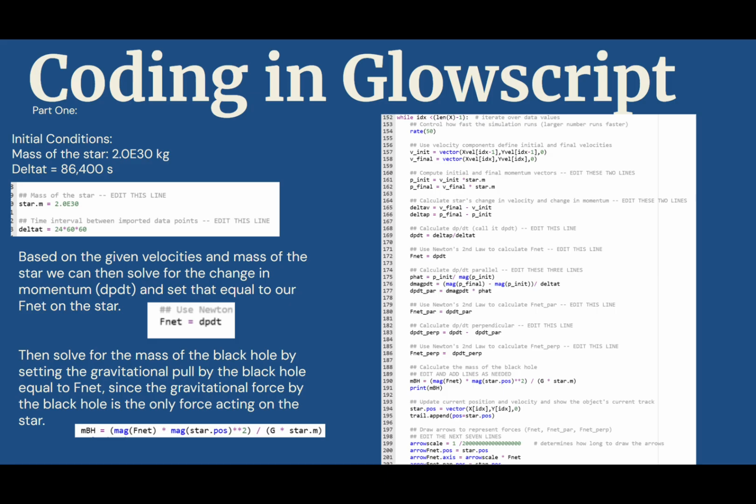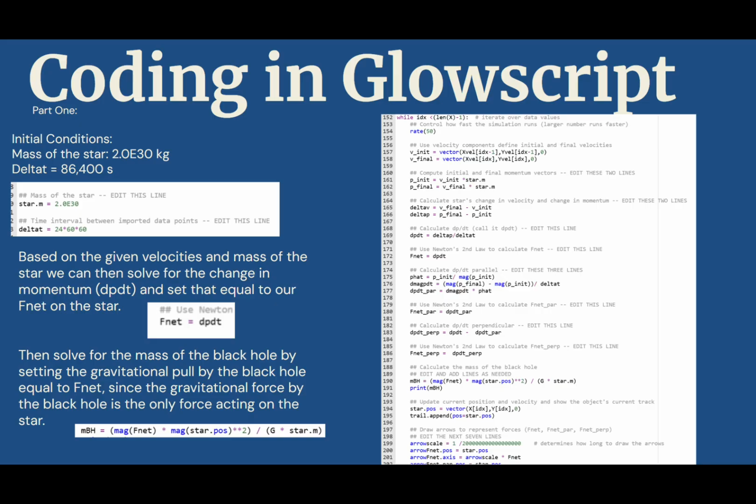Here's our coding and GlowScript for part 1. The initial conditions showed us that the mass of the star was 2.0 times 10 to the 30th kilograms, and our delta t was 86,400 seconds, which is the number of seconds in one Earth day. Based on the given velocities and the mass of the star, we can then solve for the change in momentum, dp/dt, and set that equal to our FNet on the star.